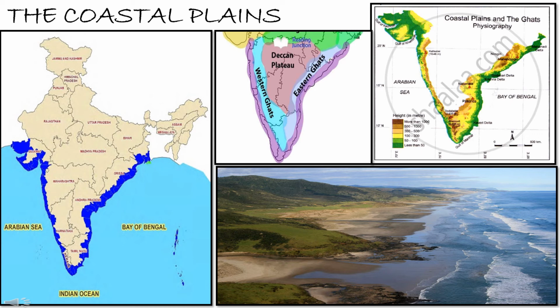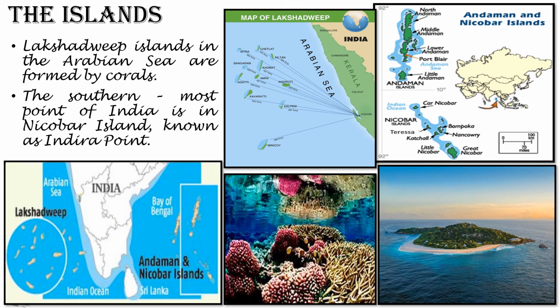These rivers have formed fertile deltas at their mouth. The Sundarban Delta is formed where the Ganga and Brahmaputra flow into the Bay of Bengal. Dear students, there are two groups of islands which also form part of India. Lakshadweep Islands are located in the Arabian Sea.